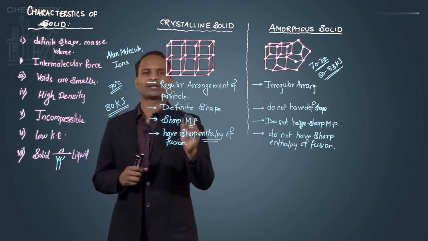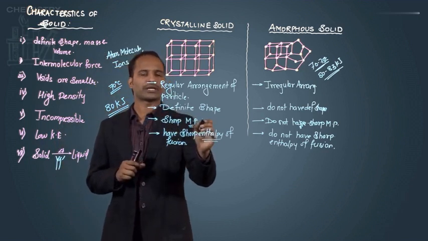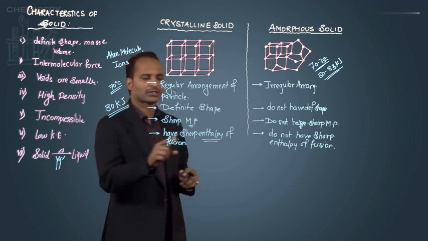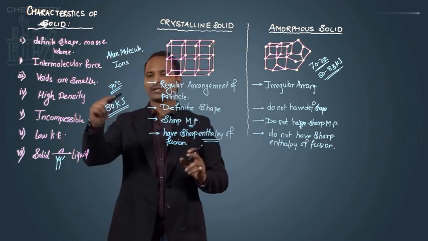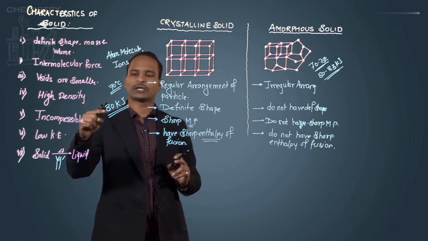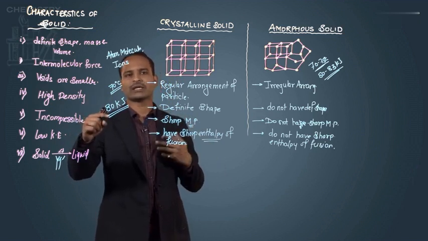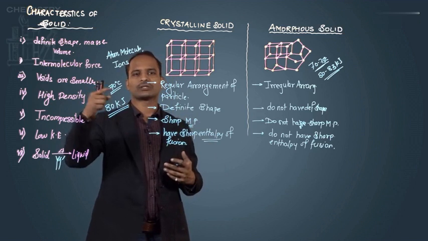The only difference is that when I say melting point, we measure temperature in this case. But when I use the word enthalpy of fusion, it means we are measuring the amount of energy, and the temperature and energy depend on each other. If the energy required is fixed, then the temperature is also going to be fixed.